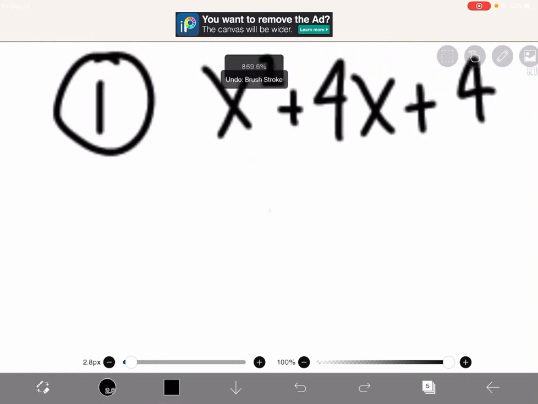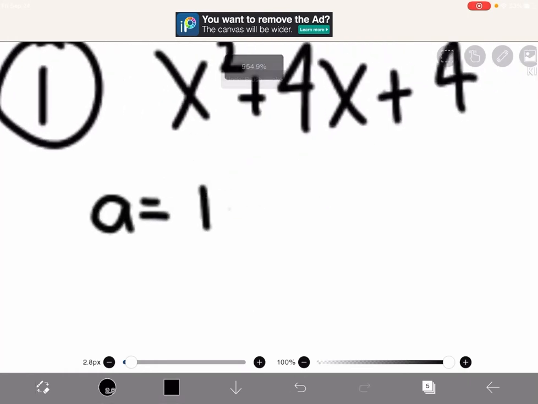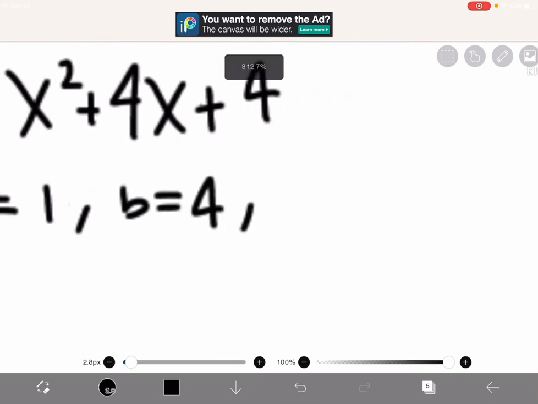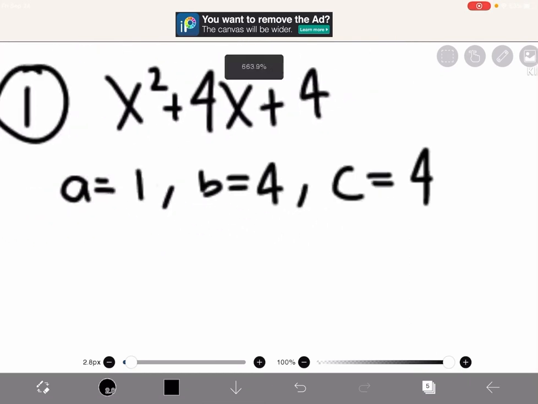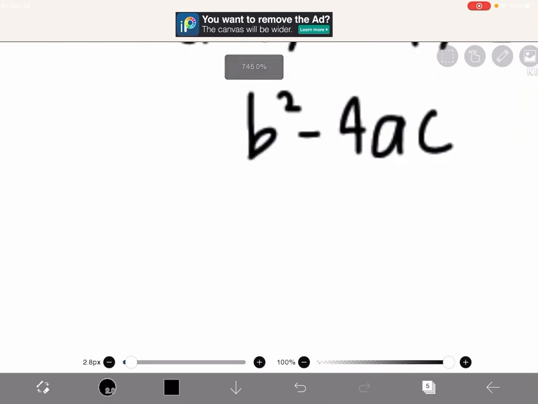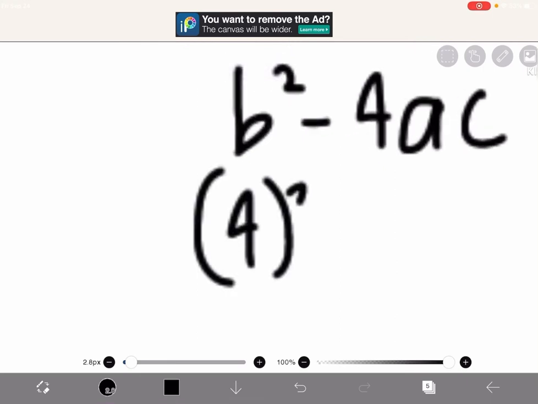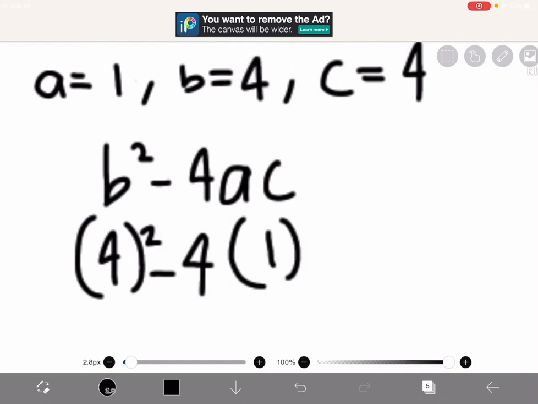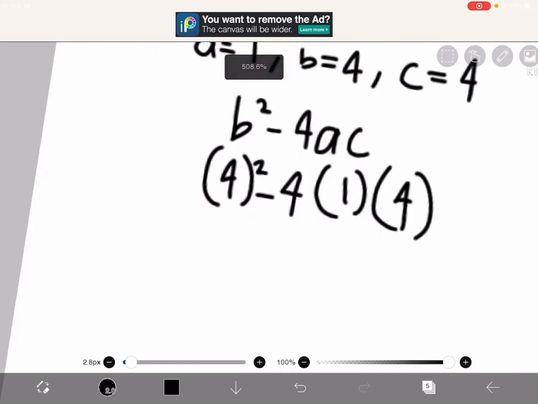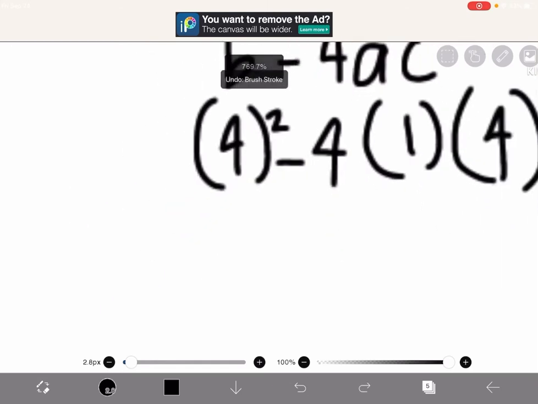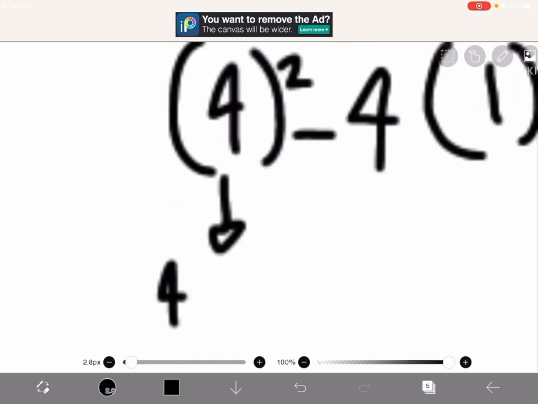Before we do that, let's identify the values. We have a is equal to 1, b is equal to 4, and c is equal to 4 as well. Now let's try solving. First, we have to substitute. So substitute b with 4, negative 4, and then substitute a with 1, substitute c with 4. If you notice it's like this, you're basically going to have to multiply it twice. So multiply it to itself twice.